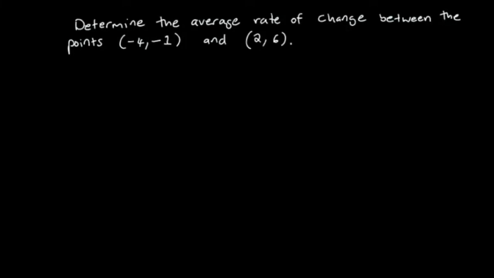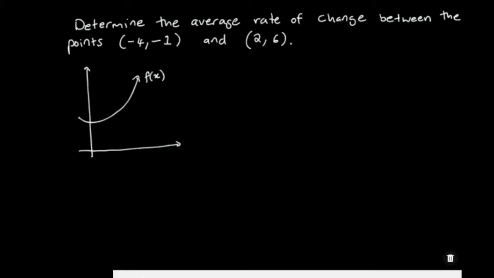All right, let's say we wanted to look at the average rate of change between 2 points on a graph. So here, let's say that this is a graph, and we have a function. Let's call this function f of x. And I want to just take 2 arbitrary points on this function.